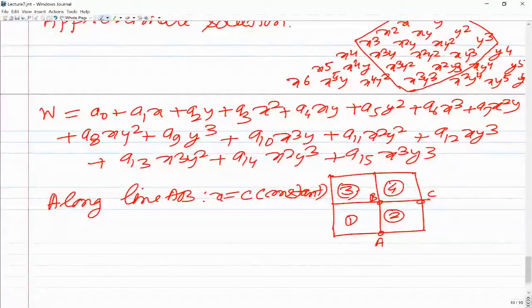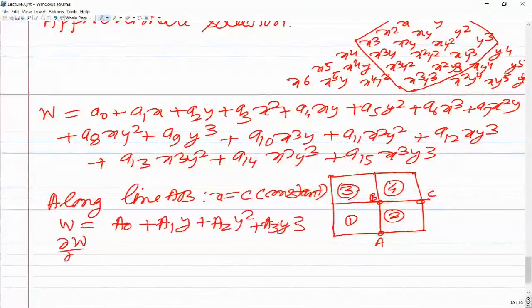Along this line, you can write w in a similar manner to the way we discussed. We will have w equal to a0 plus a1y plus a2y square plus a3y cube, and del w by del y along line AB will be a1 plus 2 a2y plus 3 a3y square. So w and del w by del y are written in terms of four constants a0, a1, a2, a3. We can find these constants in terms of the values of w and del w by del y at A and B: two values at A, two values at B, so four values.